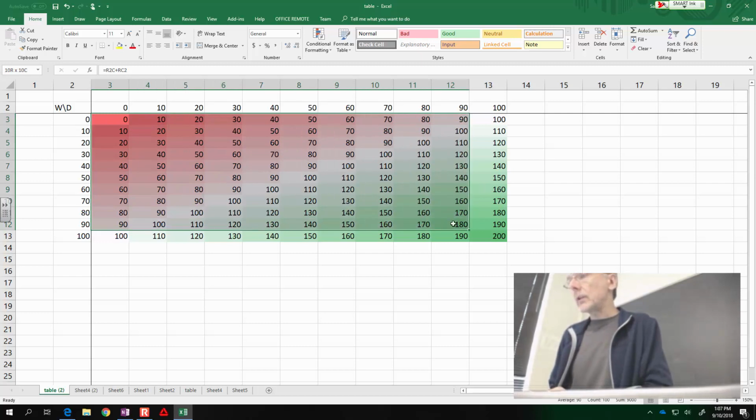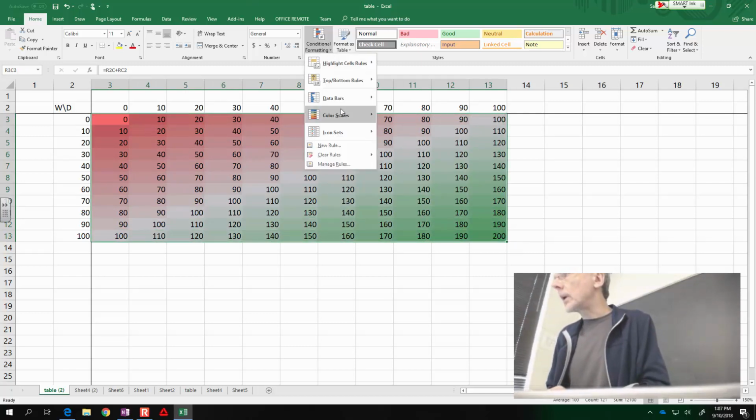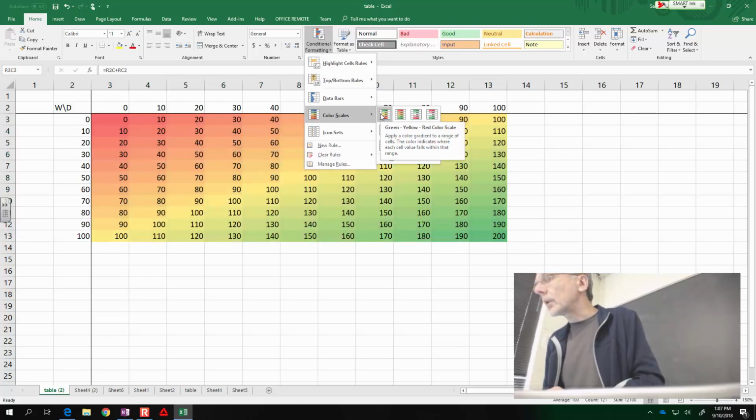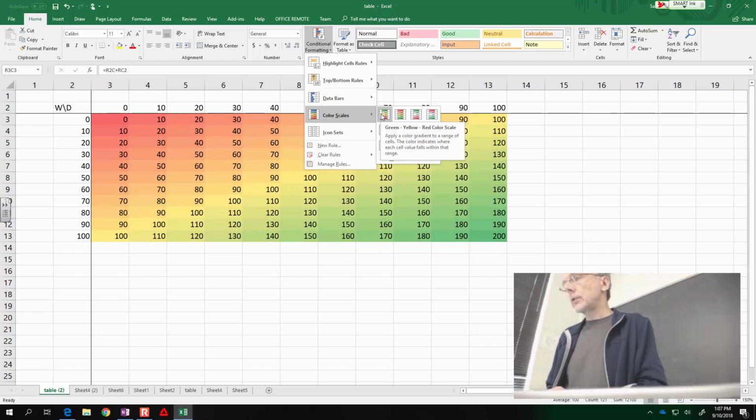So actually, maybe there might be better ones. There are color schemes with more colors, so how about we try this one? I'm not sure it's any better.